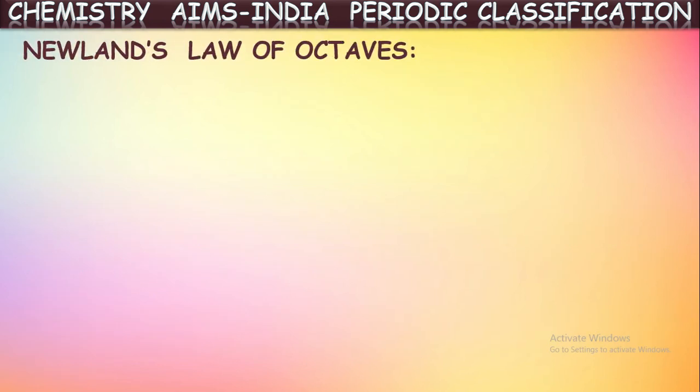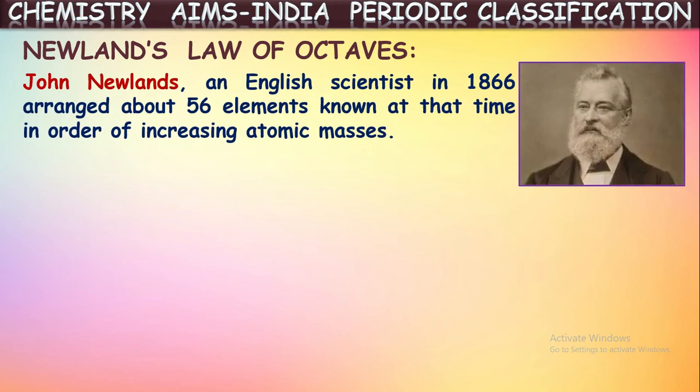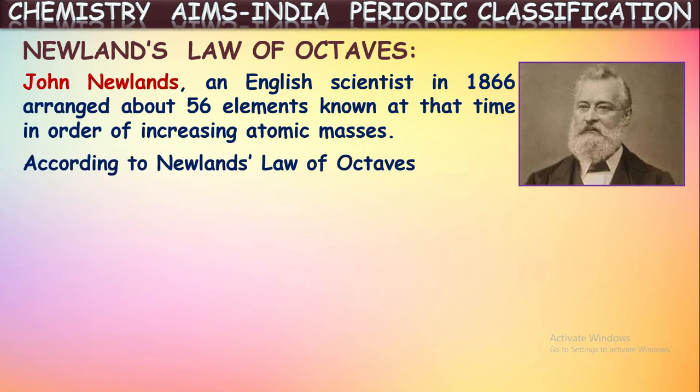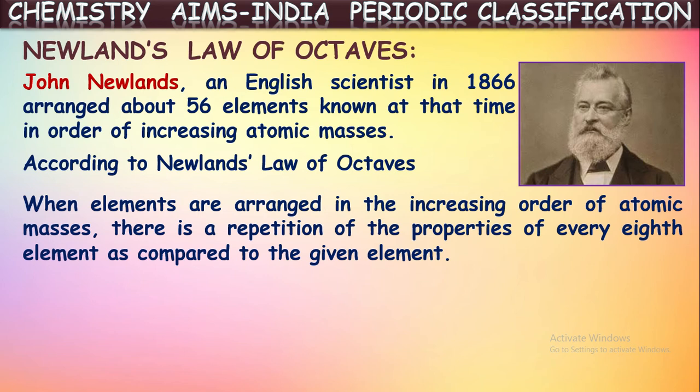Newland's law of octaves. So the next classification was done by Newland. John Newland, an English scientist, in 1866 arranged about 56 elements known at the time in the increasing order of atomic masses. According to Newland's law of octaves, when elements are arranged in the increasing order of their atomic masses, there is a repetition of the properties of every eighth element as compared to the given element.